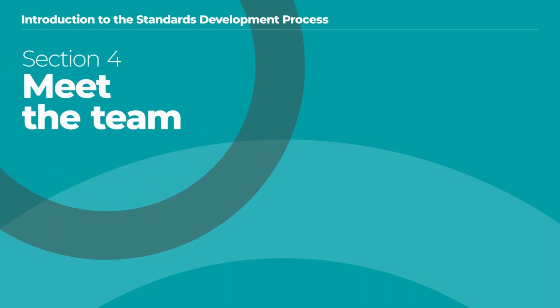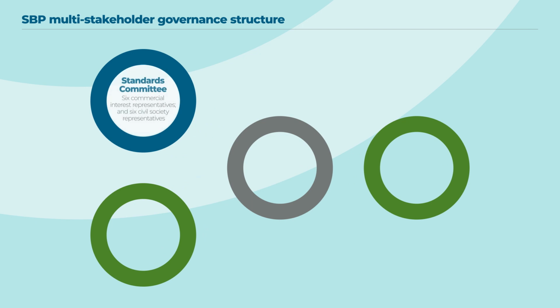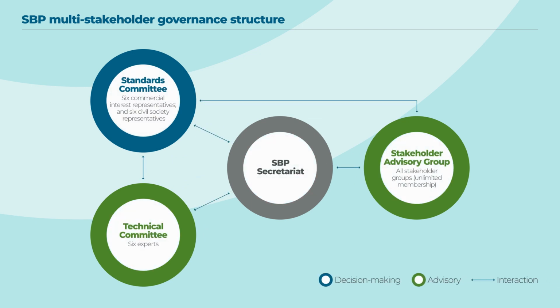Now that we've covered an outline of the process, I'd like to say a little more about the groups and the people that will be involved. Our multi-stakeholder governance structure has been established for over a year now. The Standards Committee is responsible for approving the new standards and is made up of a 50-50 mix with representatives from industry and civil society. Our Technical Committee comprises 6 experts in certification and standards, and their critical review of draft documents will be considered by the Standards Committee as part of the approvals process.